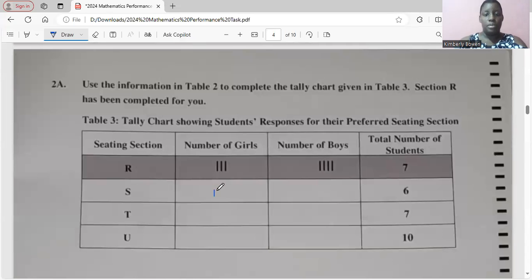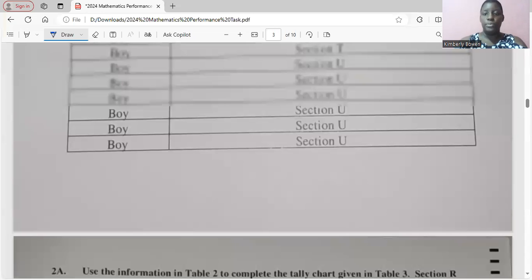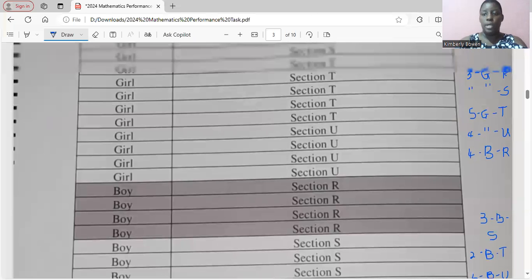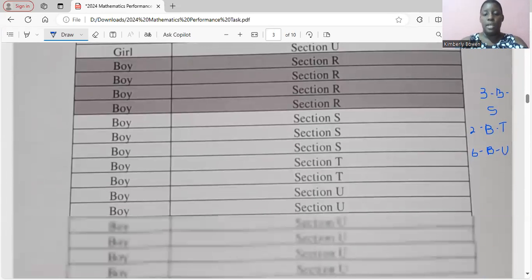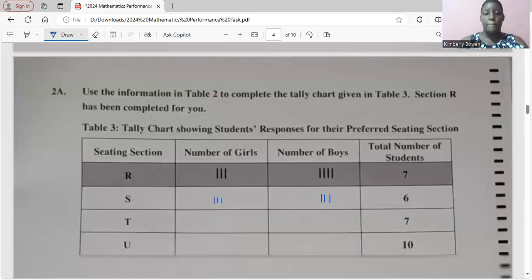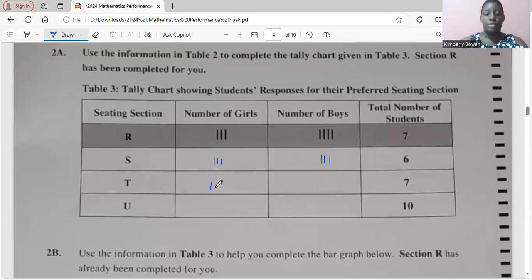1, 2, 3. And that gives me the 6, right? Let's look for my T now. Boy T was 2 and girl was 5. And I remember seeing 7 in the table, so that makes 5 and 2. For girl, 5, 1, 2, 3, 4. That's 5 and 2, and that's 7.